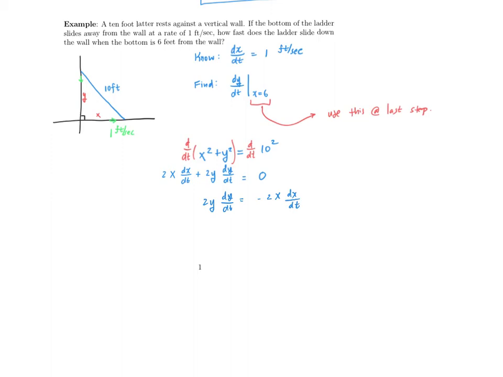And note, the previous step we could have done so as well. We can divide everything by 2. And then we can isolate that dy dt by dividing by y. So minus x over y dx dt.